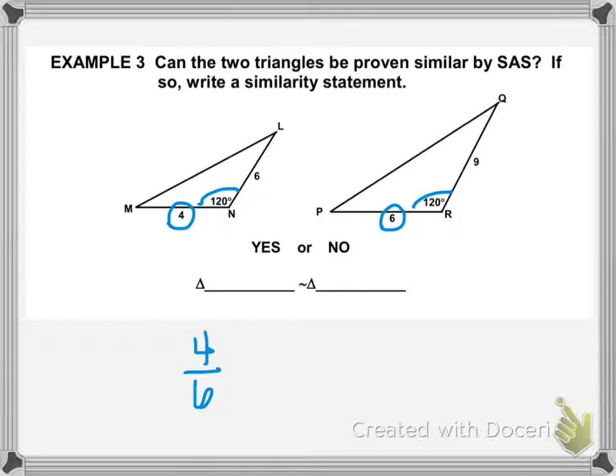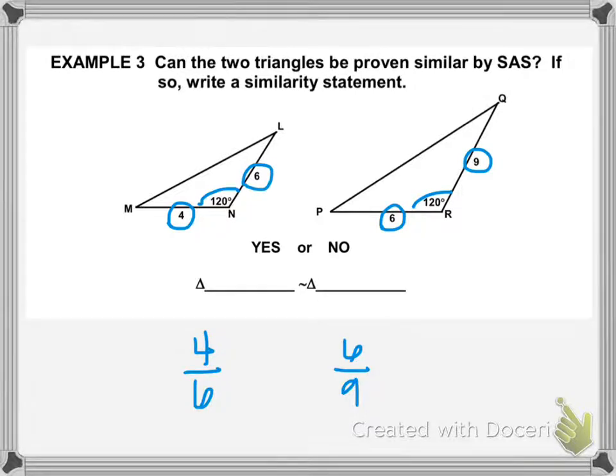So there's one. Now I'm going to look at the other two sides, the 6 and the 9. I also want to set up its ratio in the same way I set up the other ratio. So I'm going to put the 6 over the 9. If I had chosen to put the 6 over the 4 for my first ratio, then for my second ratio I would put the 9 over the 6. Just be consistent.